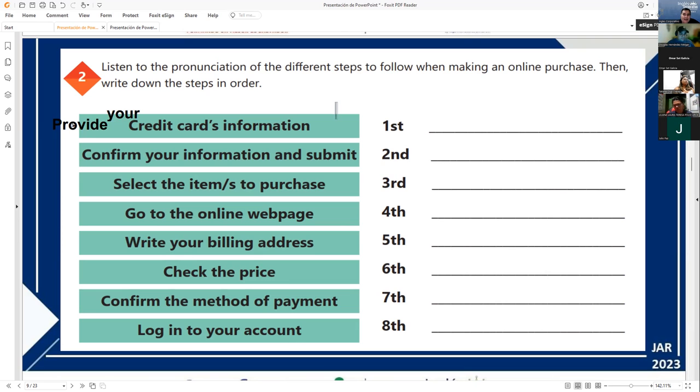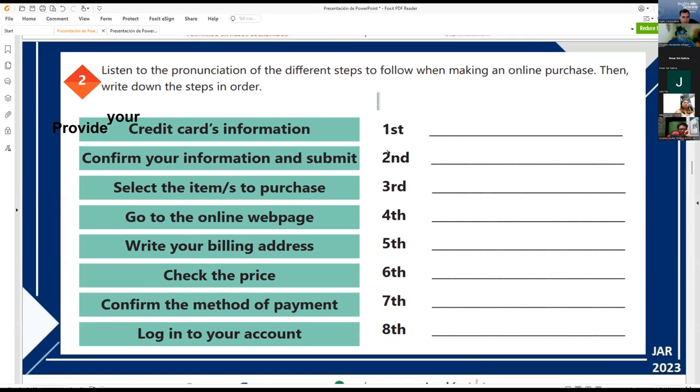I put here provide because all of the others begin with a verb. For this to be parallel, it has to have a verb, right? So provide your credit cards information. Okay, so you have to decide what's the first thing. I have three. Number three, okay. We're going to go to the groups and you discuss with your partner.